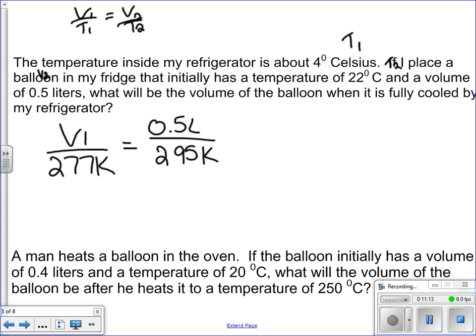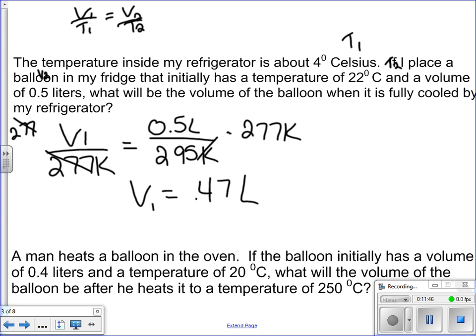So I'm dividing by 277 on the left. I want V1 by itself. So I'm going to multiply this by 277 and it cancels. And I'm going to multiply this side by 277 K. And we plug this into our calculators. And you should get that V1 is equal to 0.47 and its volume. So that should be liters. Our Kelvin cancel out here and we're left with liters.